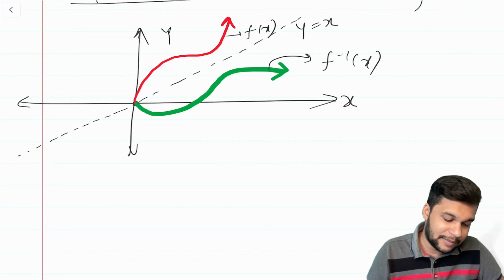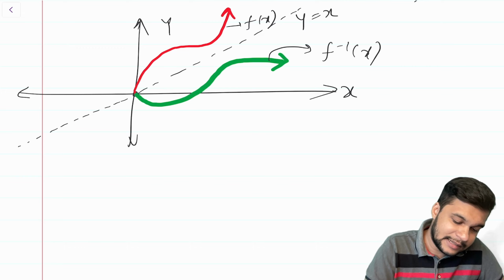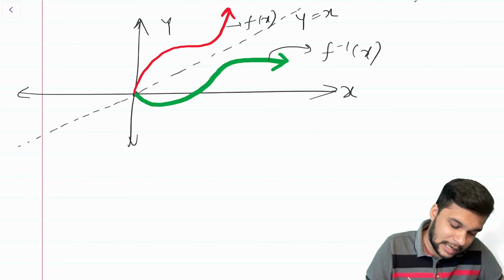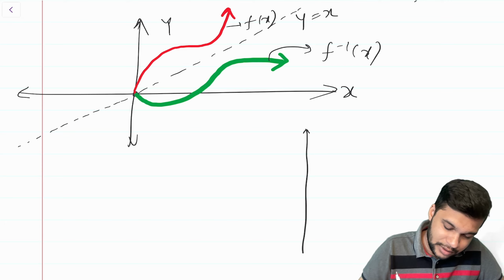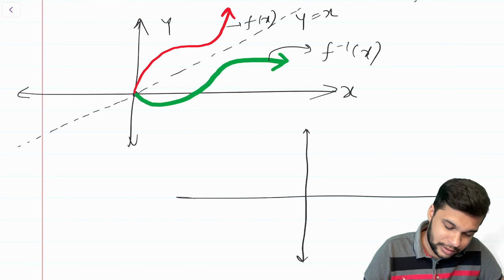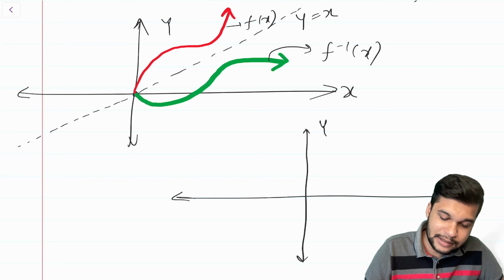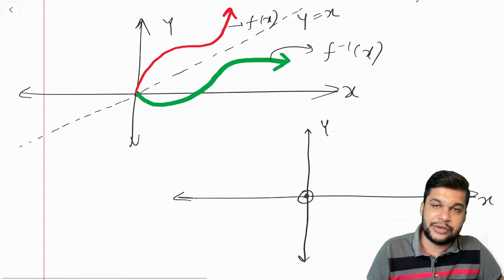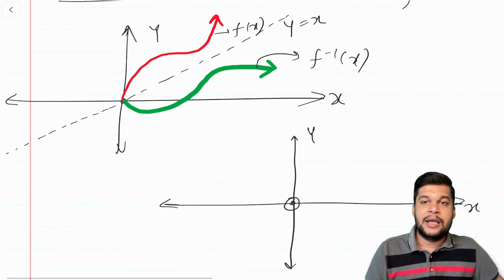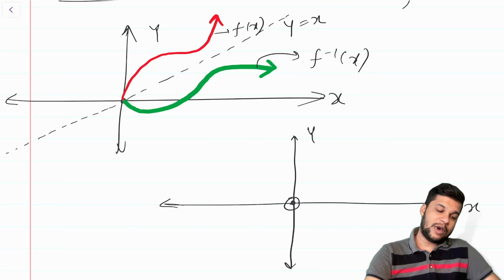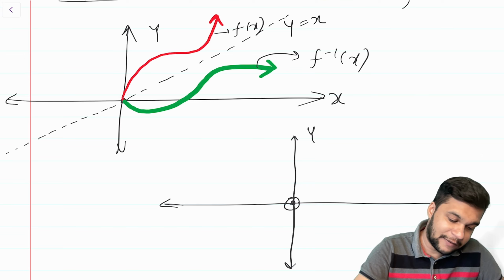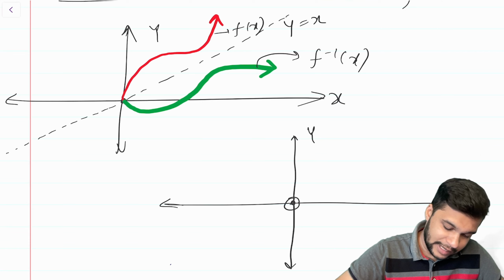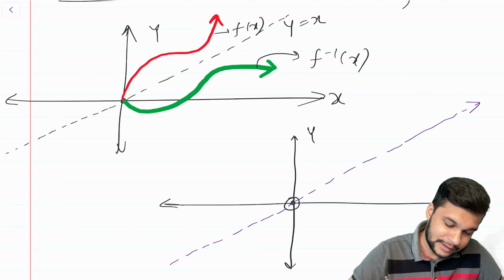Let's take one more example. Let's draw a Cartesian plane again. Let's say this is your y-axis, this is your x-axis, and this is your origin. Now let's first draw the y equal to x line. This is your y equal to x.